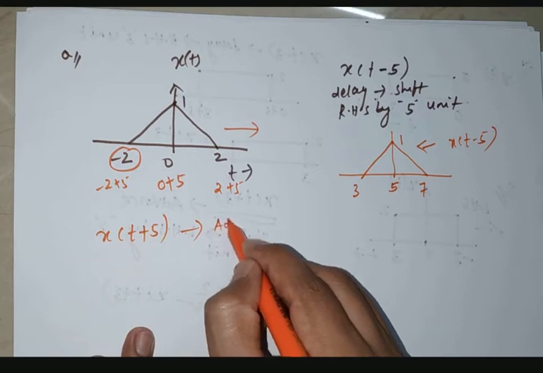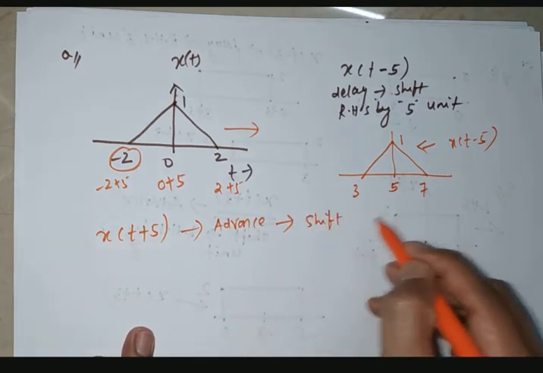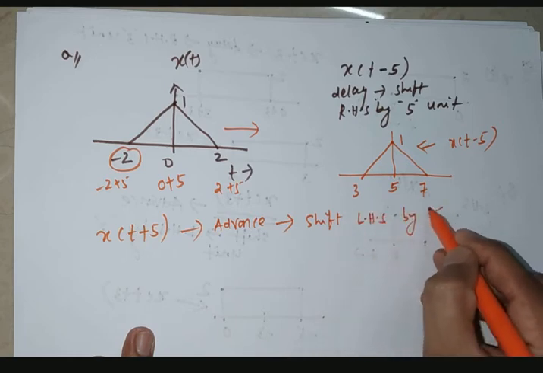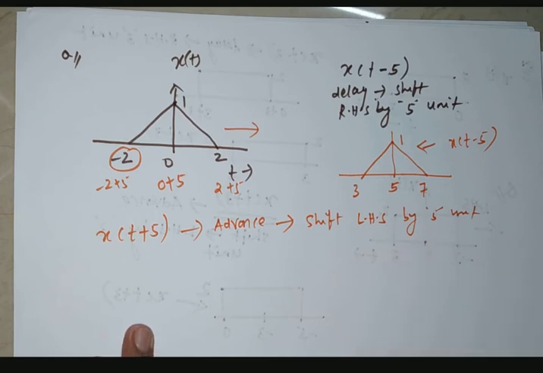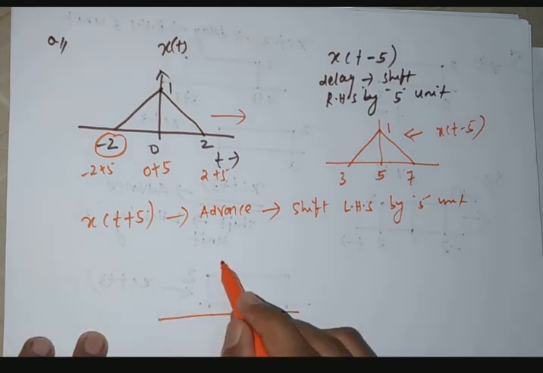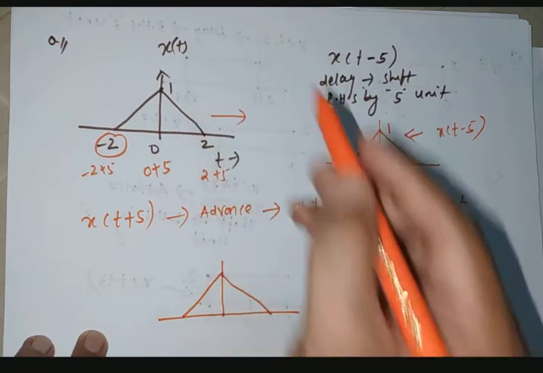Again, this is your plus means advance operation. Advance means shift left hand side by 5 unit. Now same x of t. Now same it is x of t. Shift left hand side by 5 unit. What type of signal will get? Okay, same x of t.